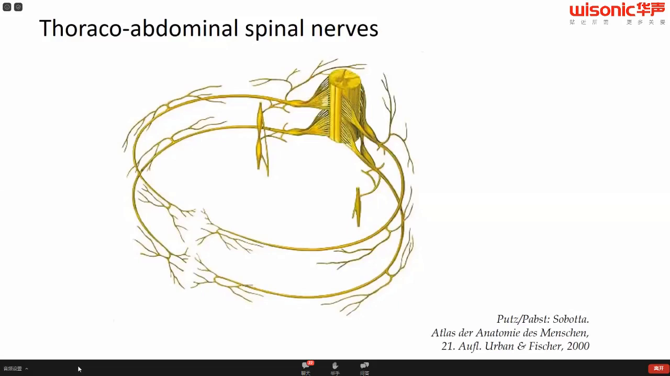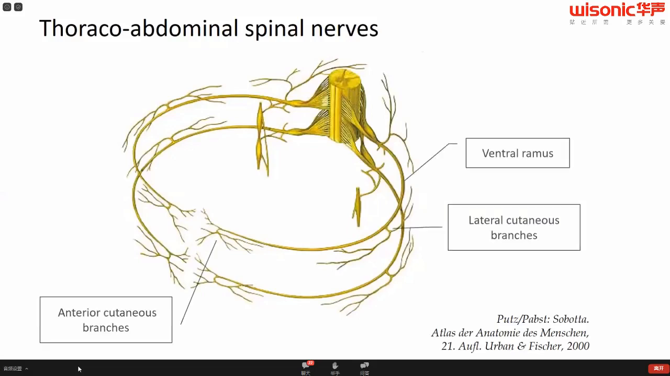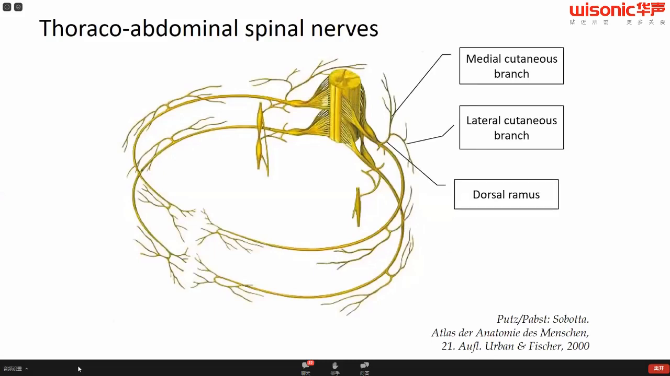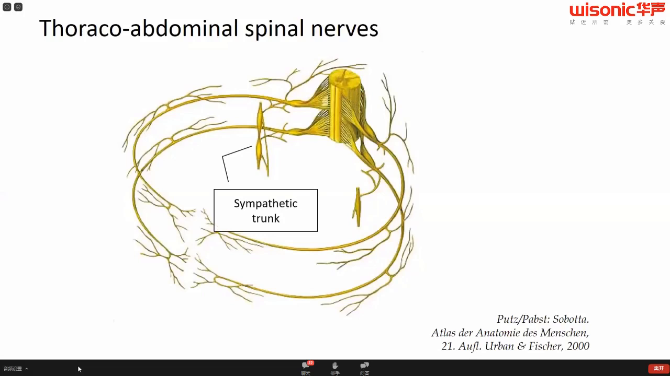The targets of these blocks are the thoracoabdominal spinal nerves. One part of the spinal nerve is the ventral ramus, with the lateral cutaneous branches for the lateral side and the anterior cutaneous branches, which innervate the anterior part of the trunk. And we have the dorsal ramus, which innervates the muscles of the back and the skin of the back. In addition, we have the sympathetic trunk, which communicates via the rami communicantes with the spinal nerve.